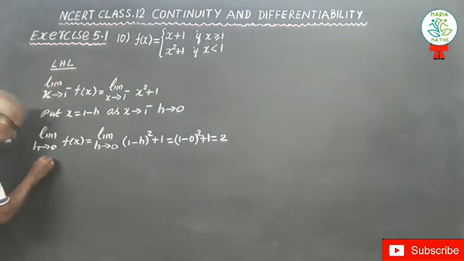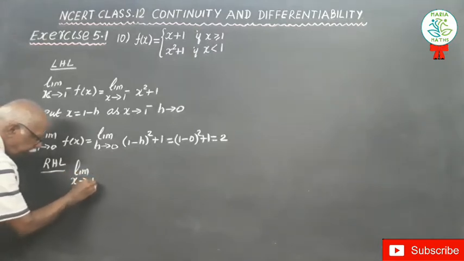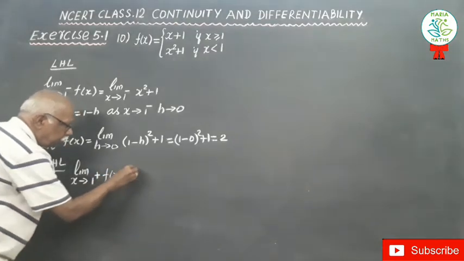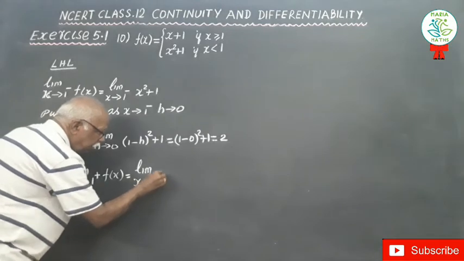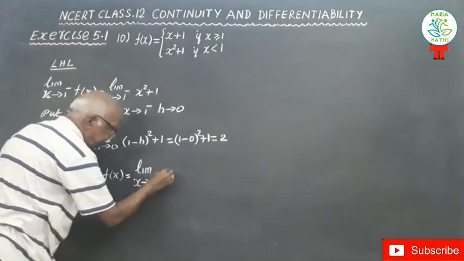Now RHL. Limit x tends to 1 plus f of x is equal to limit x tends to 1 plus, which is x plus 1.